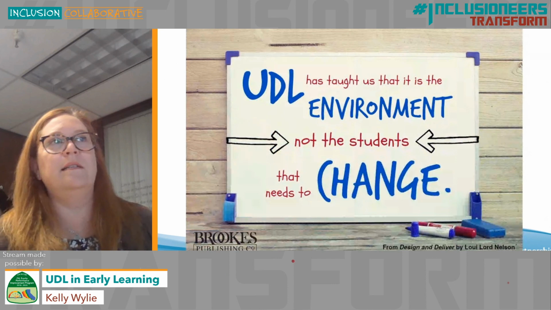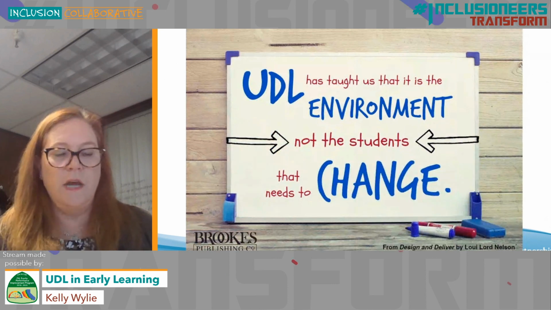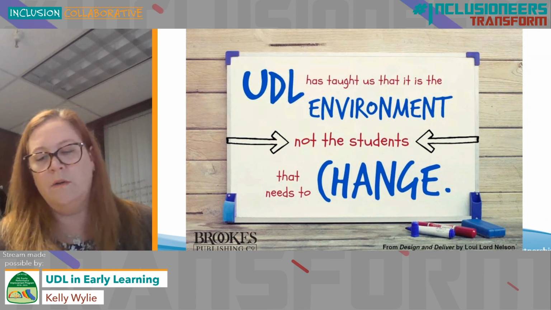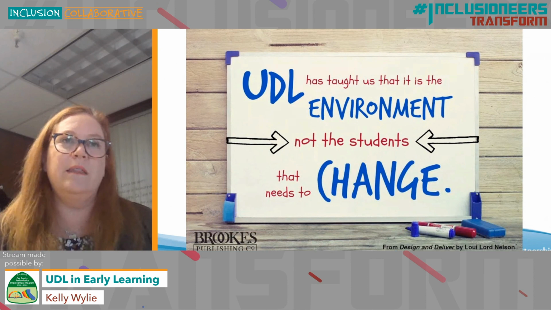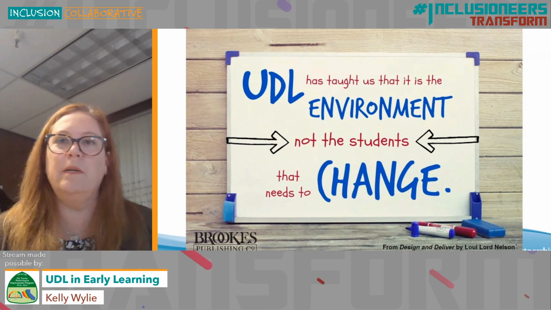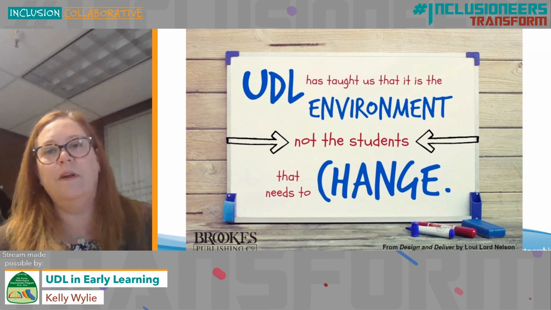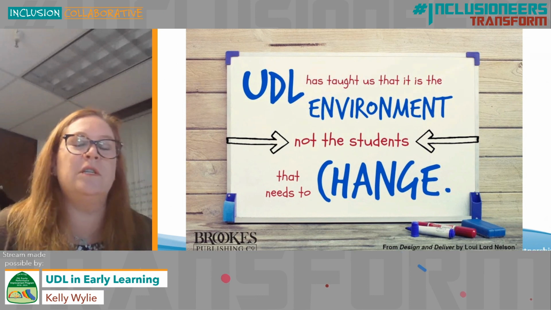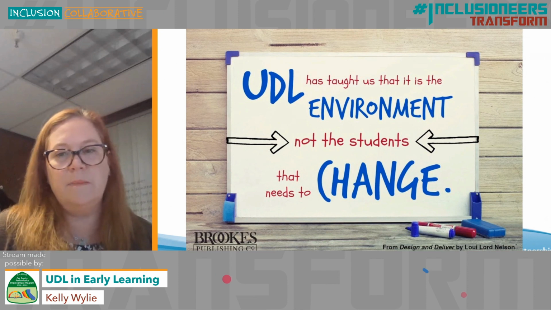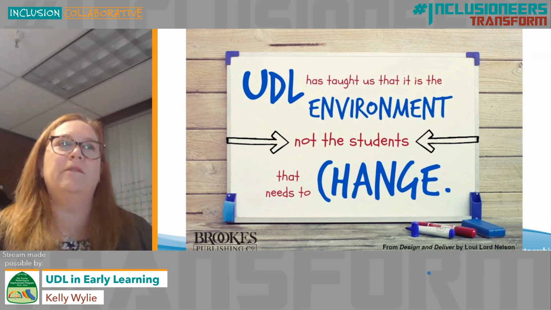UDL has taught us that it's the environment, not the students, that need to change. I love this quote and graphic because it truly speaks to the fact that we get the students that we get, and we're not going to be able to change said students. That is out of the locus of our control. However, the environment in which the students are greeted by and participating in is within the locus of our control. We can change the environment.